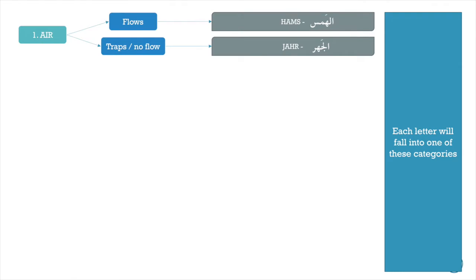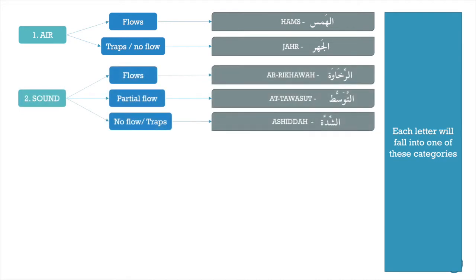Air, where air will flow or air will not flow. When air flows, it is called hams. When air does not flow, it is called al-JAHR. Number 2, sound. Where sound flows, sound partially flows, or sound does not flow. When sound flows, it is called al-Rikhawa. When sound partially flows, it is known as al-Tawassut. When sound does not flow, it is known as al-Shiddah.